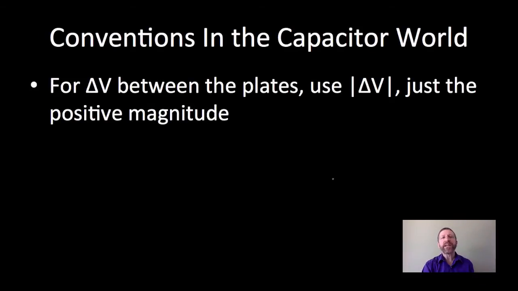We've got to talk about conventions in the capacitor world. There are some important conventions, but these conventions make life a lot simpler for us. For example, for delta V between the plates, when you have two plates, there's going to be an electric field between them, and that means there's going to be a potential difference between them. But the great news for the capacitor chapter is that for delta V, we just use the absolute value.